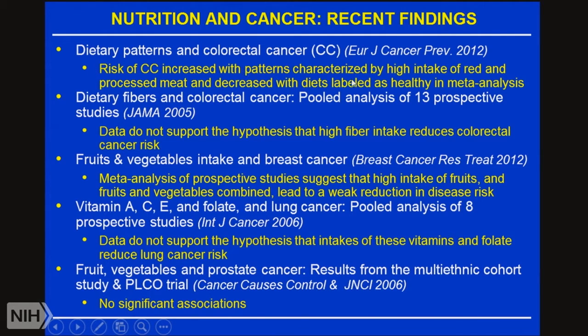Colorectal cancer is characterized by a high intake of red and processed meats and decreased intake of diets labeled as healthy, in a meta-analysis. So you cannot just look at an individual food component and link it to cancer. But when you look at foods overall from the survey, group them, and see how they relate to cancer, it's true that this old paradigm of high intake of protective food and low intake of high-risk food really helps you to avoid colon cancer.